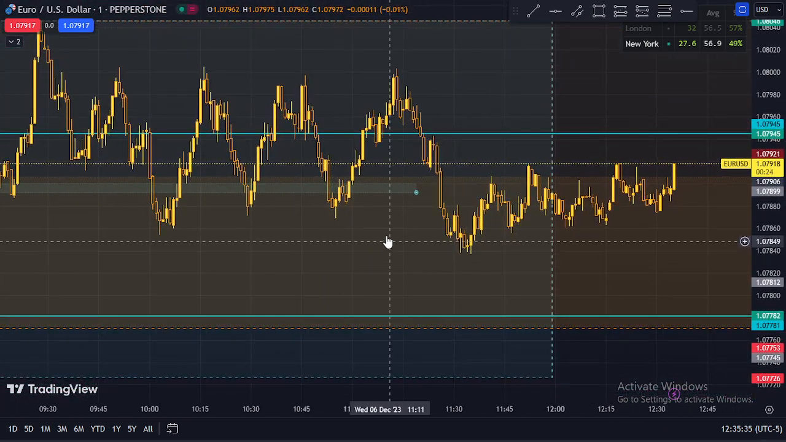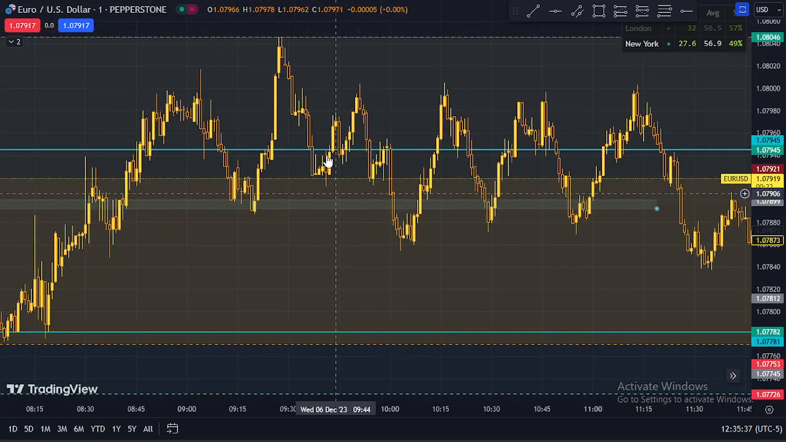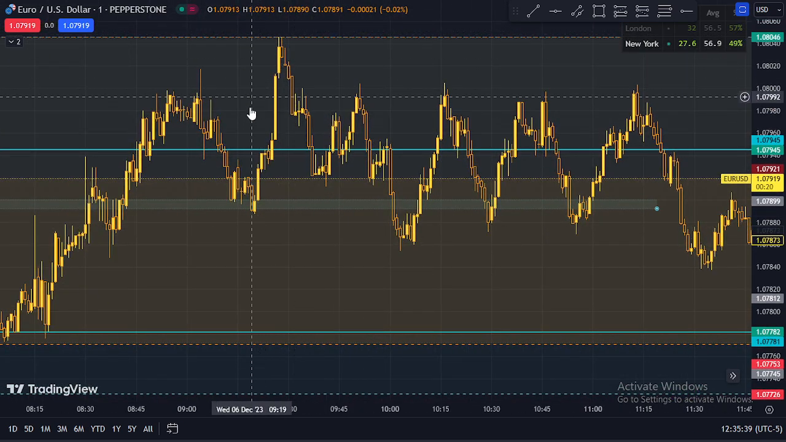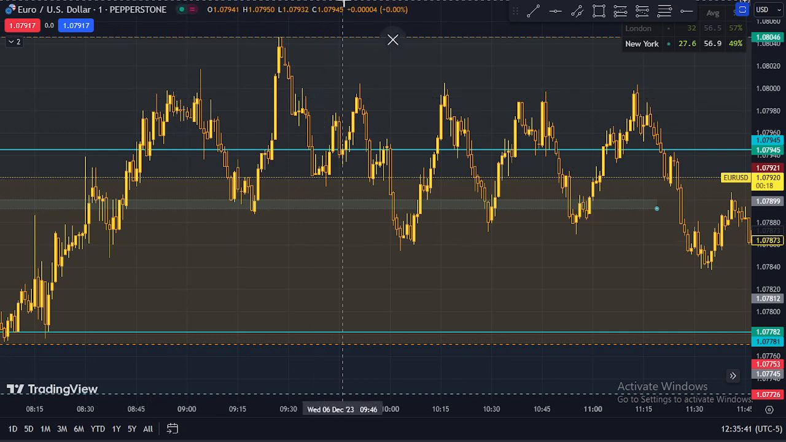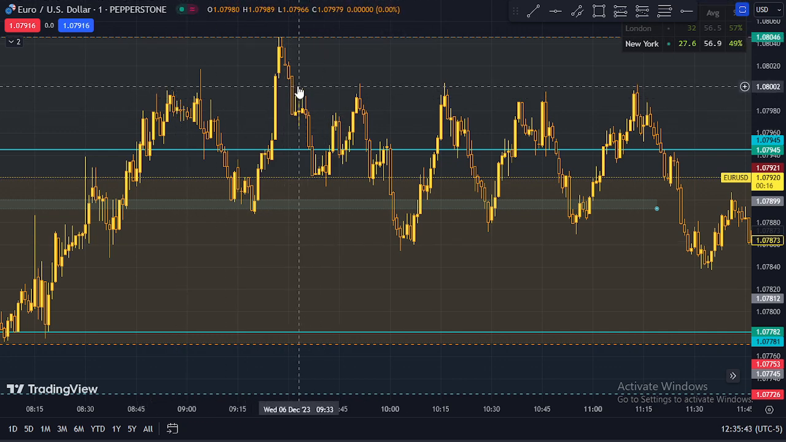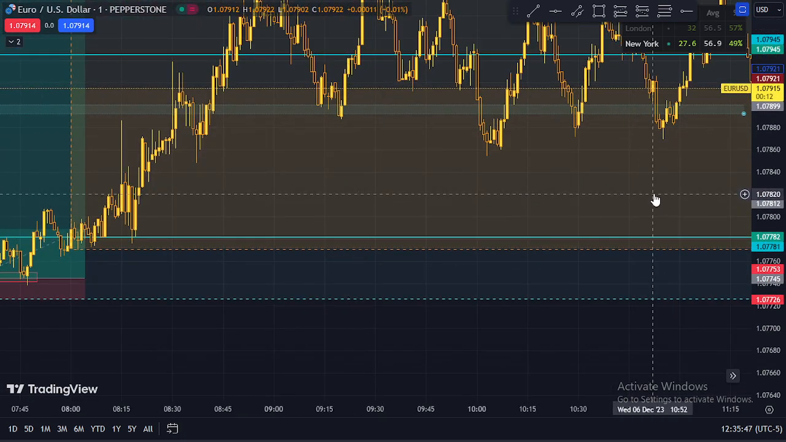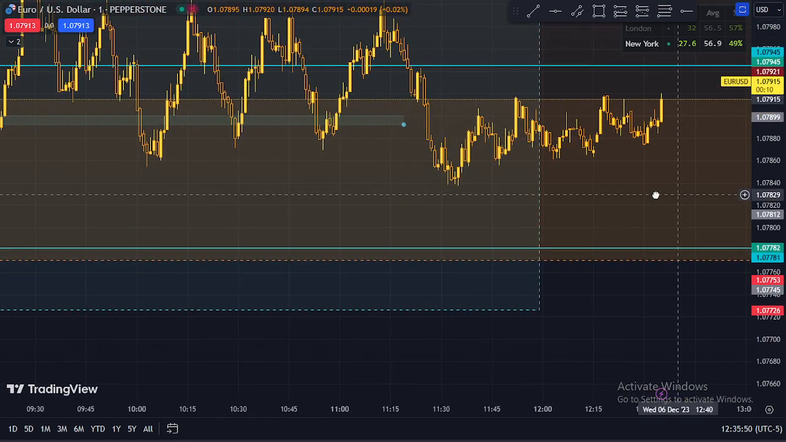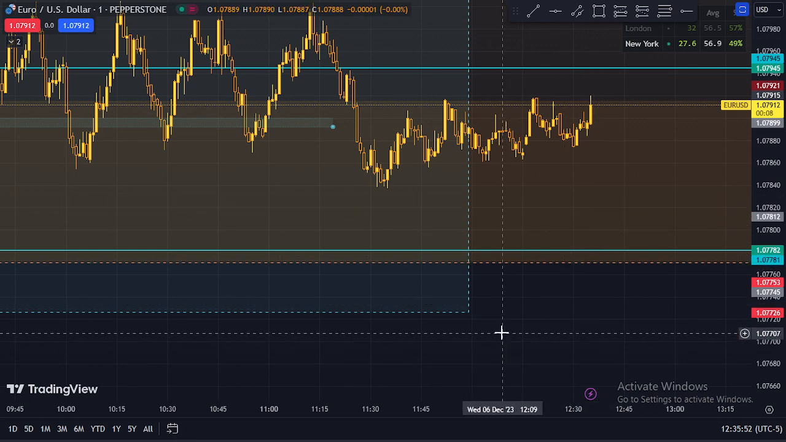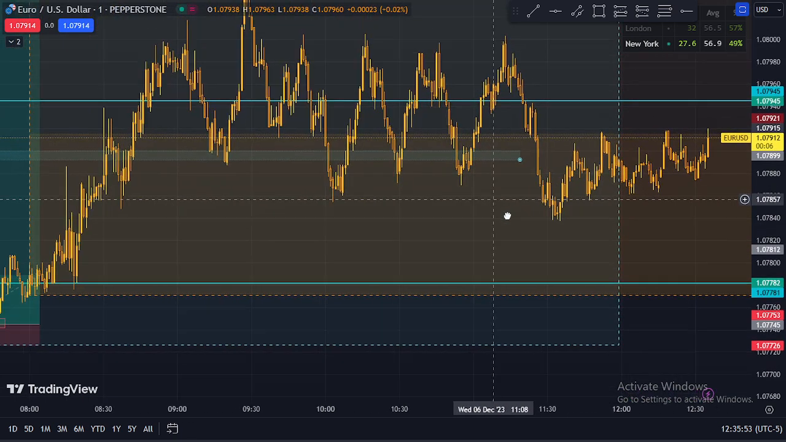Right now I was framing some entries. You see this, after this high has been taken out, I went short right there, aiming for this low. This is a trade that is currently going on. I sent it to my Telegram group.